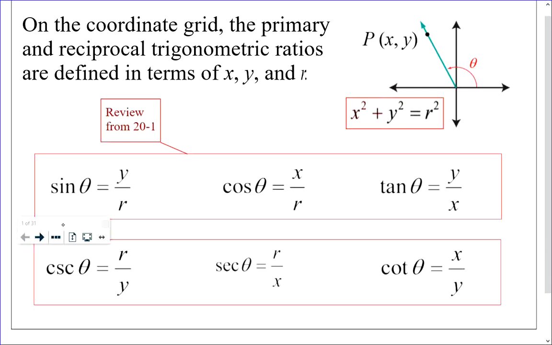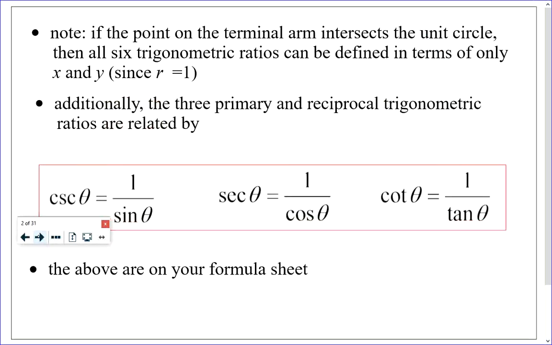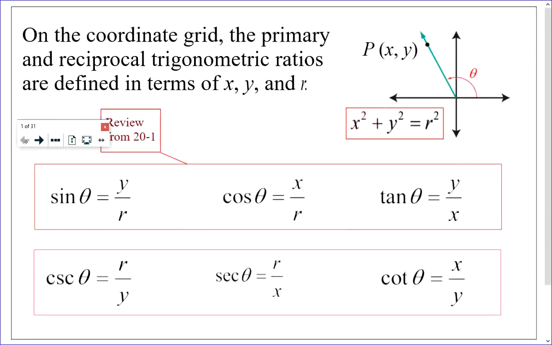Cosecant of theta, which is defined as the reciprocal. Well, I'll show this to you first. Cosecant of theta, which is defined as the reciprocal of sine of theta. So if cosecant is the reciprocal of sine of theta, and sine of theta is y over r, then cosecant would be the reciprocal of y over r, which is r over y.